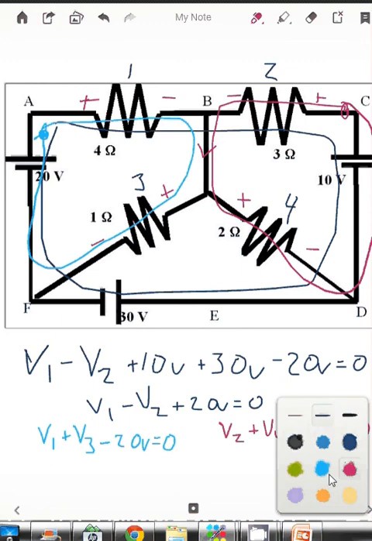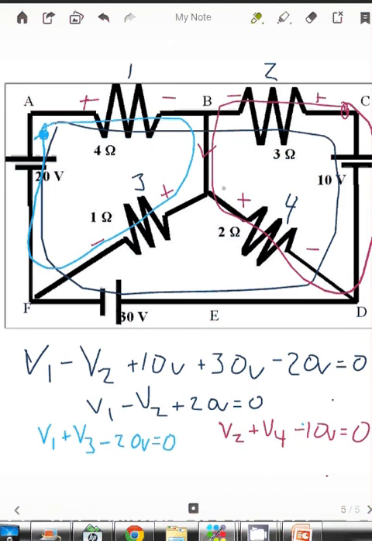Let's see. I can go this way. Plus V4 plus 30 volts minus V3 equals 0. Yeah, I have a few other ones.